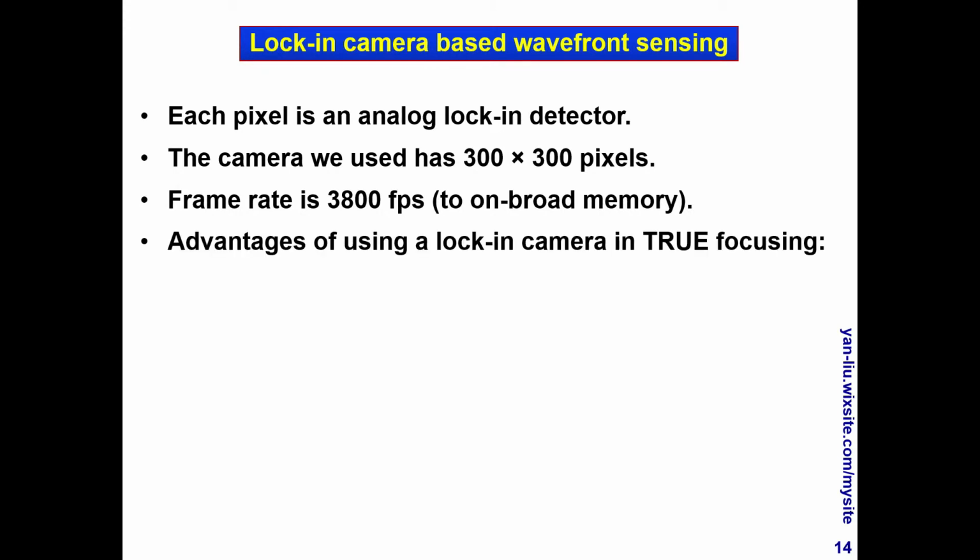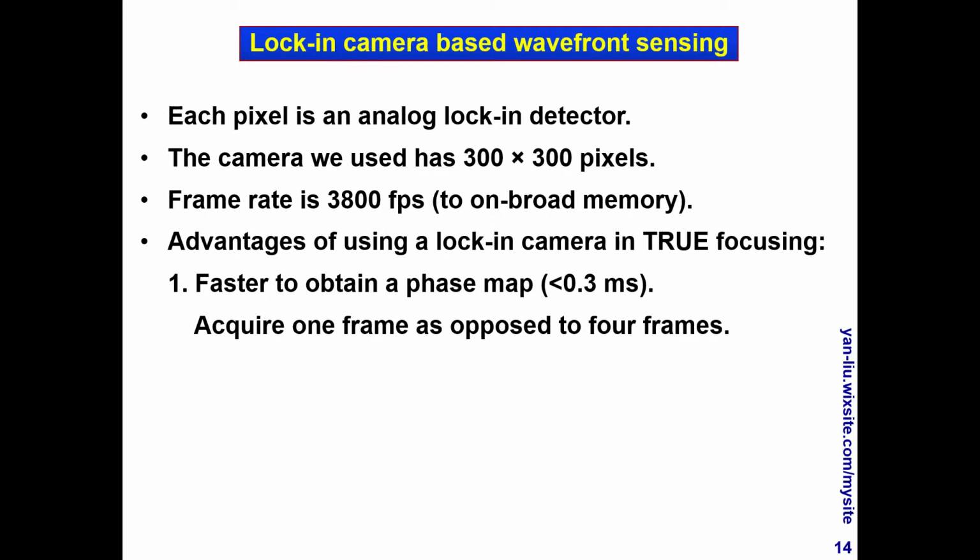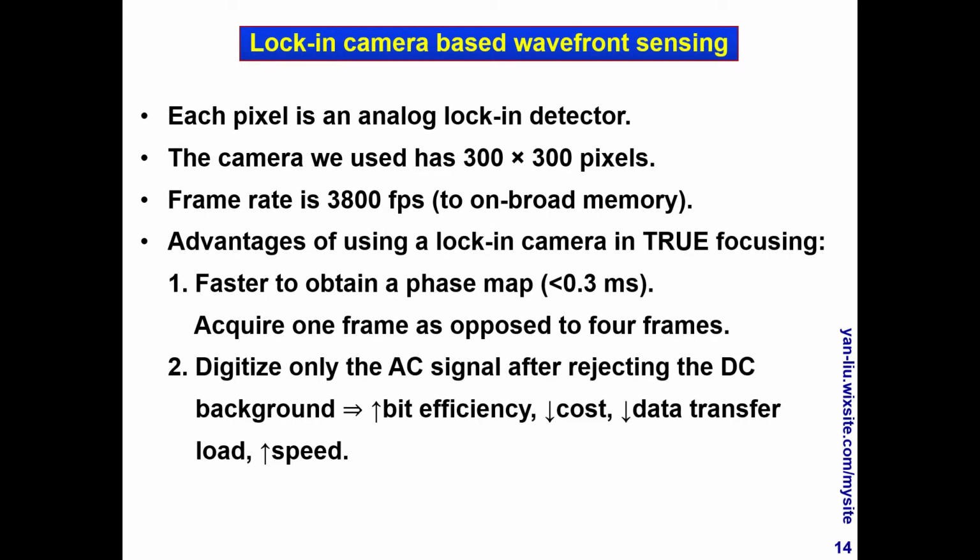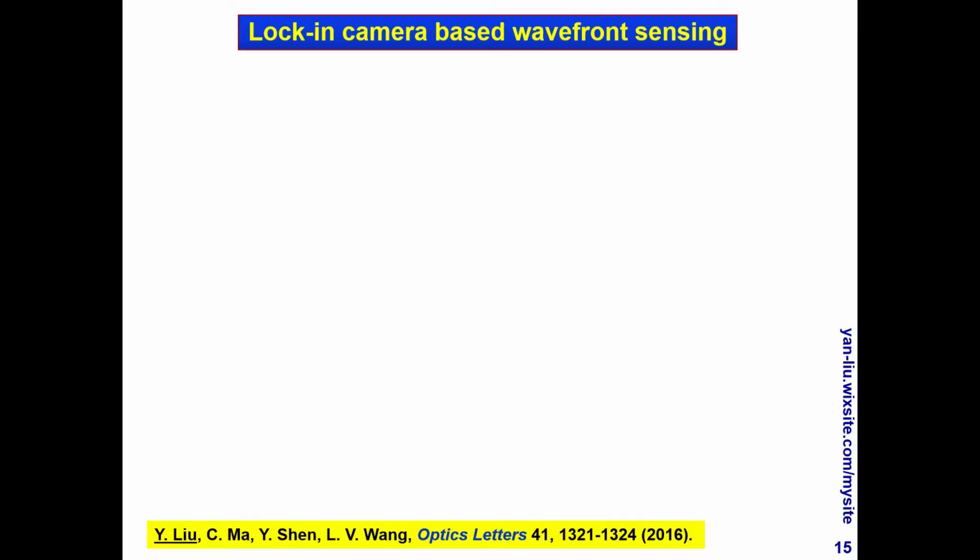Here are the advantages of using a lock-in camera in true focusing. First, it is much faster to obtain a phase map. The measurement takes less than 0.3 milliseconds, and we record only one frame as opposed to 4 frames used in previous methods. Second, because we digitize only the AC signal after rejecting the DC background, we increase the bit efficiency, eliminate the need of a costly high-resolution analog to digital converter, reduce the data transfer load, and increase the data transfer speed.